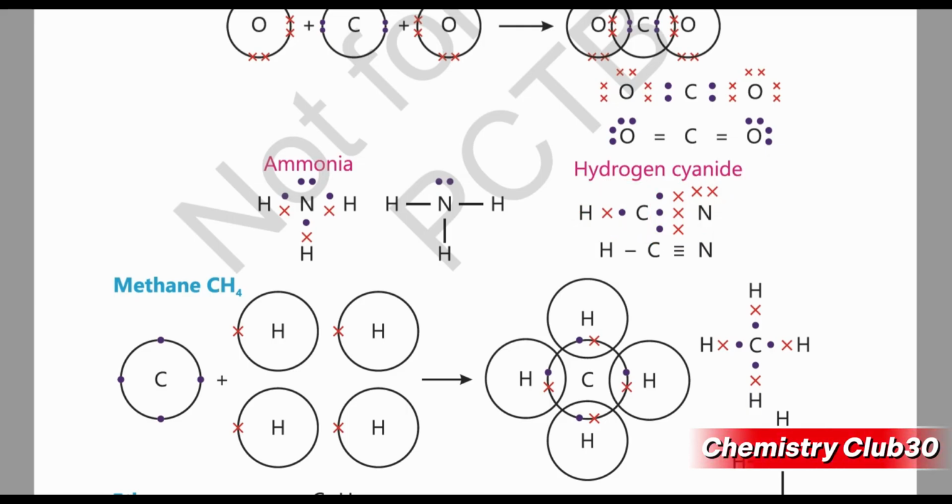It has also been represented by showing a single line for the covalent bond and a triple line for the triple covalent bond that is present between carbon and nitrogen in HCN, which is hydrogen cyanide. Another example here is methane.